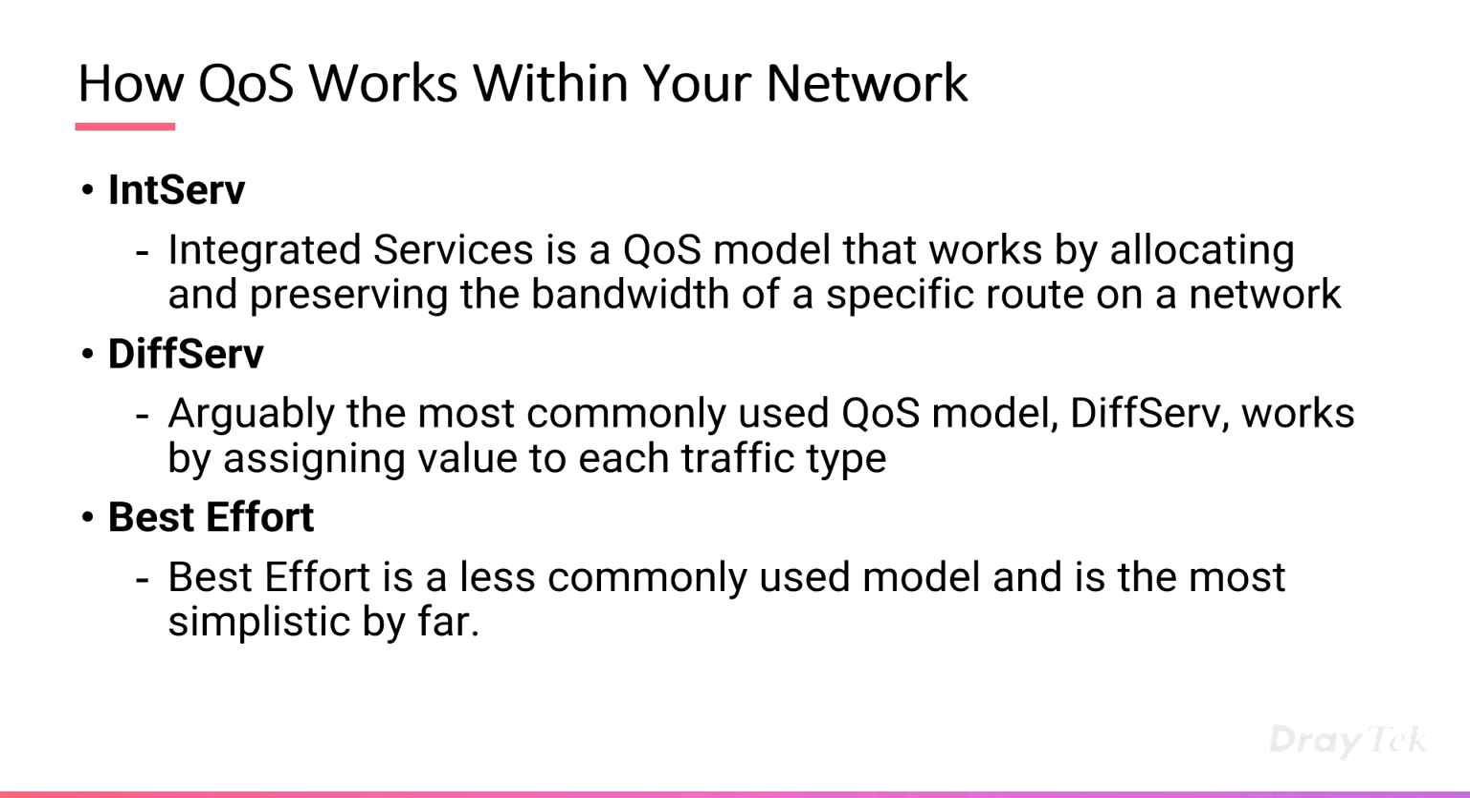Arguably the most commonly used QoS model, differentiated services works by assigning a value to each traffic type. Admins set the DSCP value, ranging from 0 to 63, for each traffic type to classify it according to priority and group the traffic according to its traffic class. Data with a weighty DSCP value will take precedence over the other data types and reach its intended destination without delay or disruption. By the way, DSCP stands for Differentiated Services Code Point.